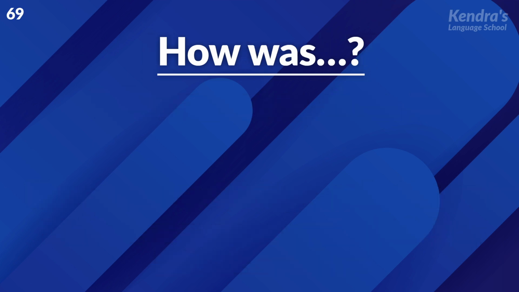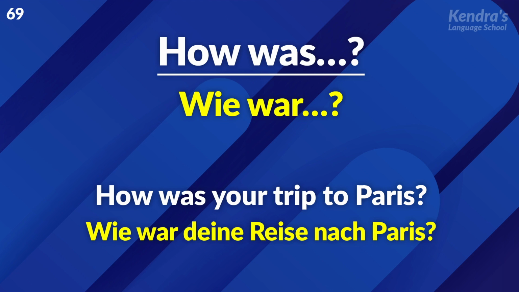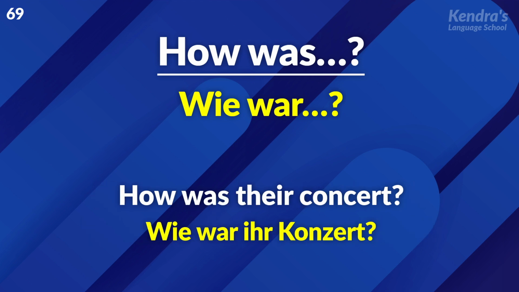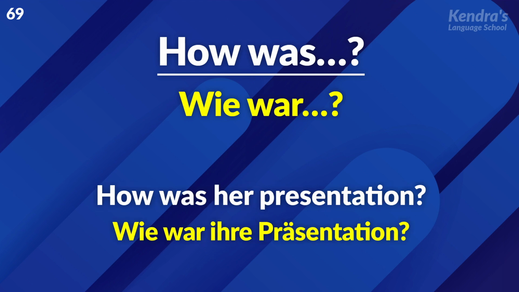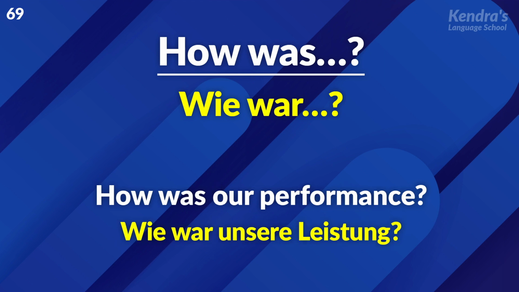How was? Wie war? Wird verwendet, um nach der Qualität oder dem Ergebnis von etwas in der Vergangenheit zu fragen. Wie war deine Reise nach Paris? How was your trip to Paris? Wie war Ihr Konzert? How was their concert? Wie war Ihre Präsentation? How was her presentation? Wie war unsere Leistung? How was our performance?